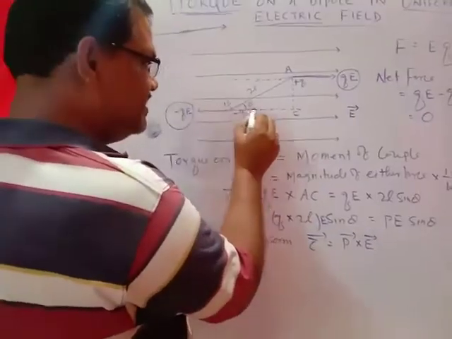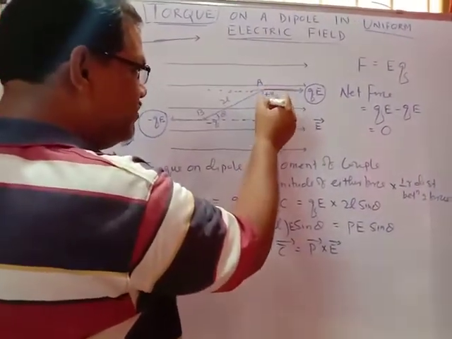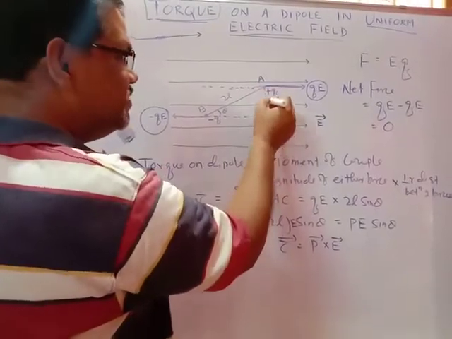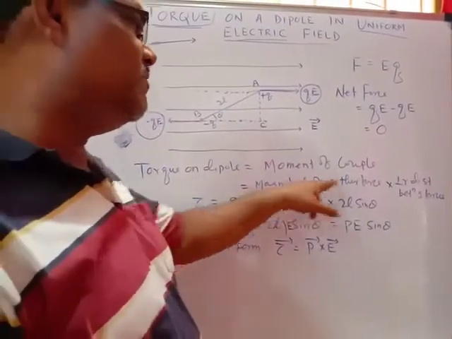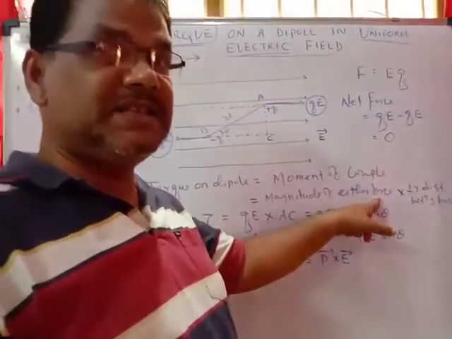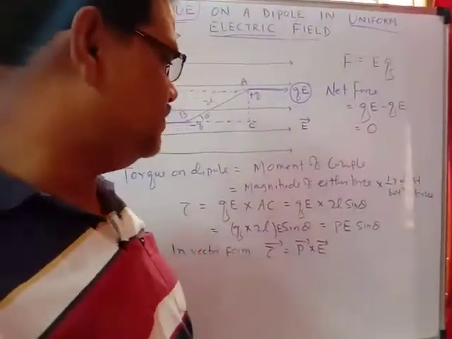So what is the perpendicular distance between the two forces? One force is acting along this way, another force is acting along this way, so AC will be the perpendicular distance. Hence, torque equals the magnitude of either force, because both forces are equal in magnitude, multiplied by the perpendicular distance between the two forces.